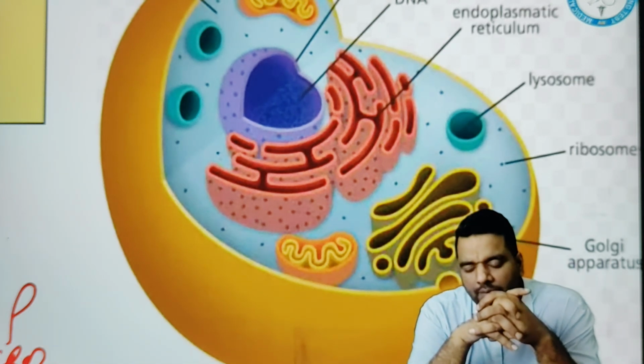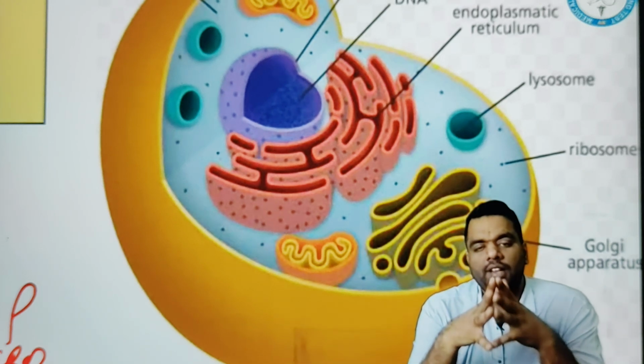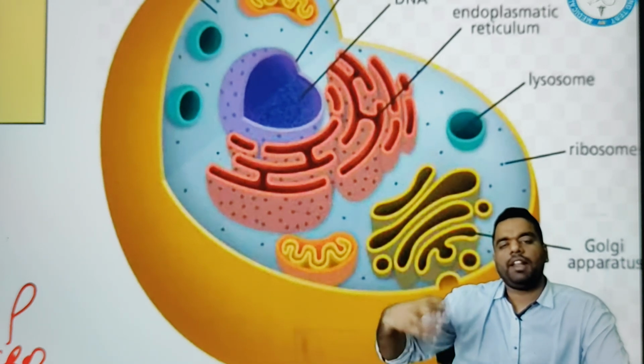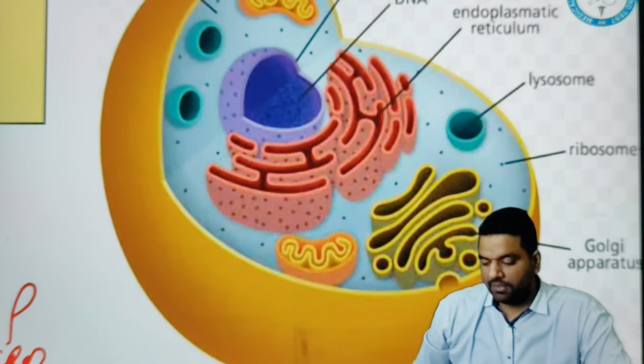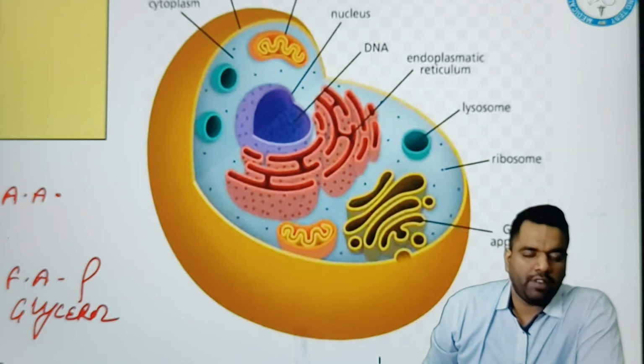So that is how the lysosome also becomes the suicidal bag, and this is seen during starvation. This process, when the cell is eating itself, we call autophagy, right? So that we call autophagy. So this is how the different organelles function.